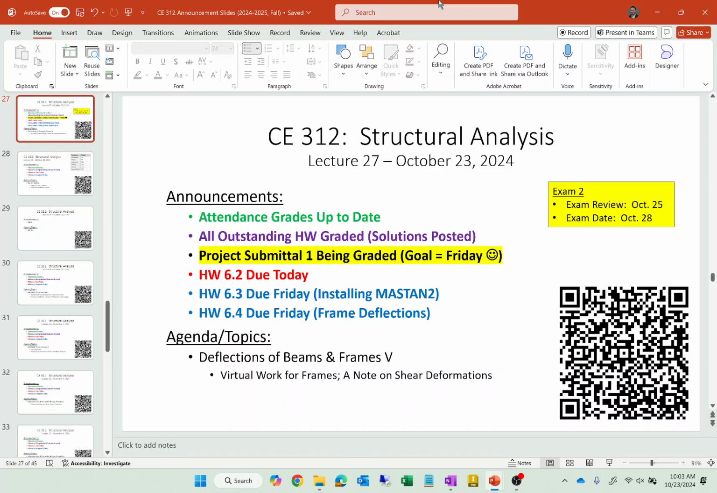Did you all get my email about homework 6.3? I forgot to mention that in class on Monday, and I think it was because my announcement slide hadn't synced up. But I posted a homework where all you have to do is install Mastan. Install Mastan, upload a screenshot of it running, full credit. I'm doing that so that when we come back after the exam, we're not sitting there in class trying to get it installed, like I've had happen before. It's a really, really quick assignment. Okay, everybody good?